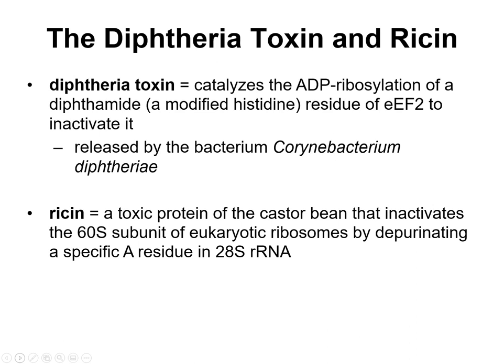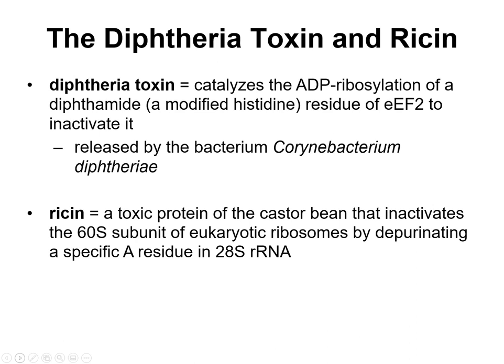The diphtheria toxin catalyzes ADP ribosylation of diphthamide, which is just a modified histidine. It modifies an elongation factor and inactivates it. If you have an elongation factor that is no longer active, it is going to greatly affect your ability to synthesize new proteins. So this is still something that plagues many different countries, but thankfully we do not have to worry about that because we have access to the vaccine.